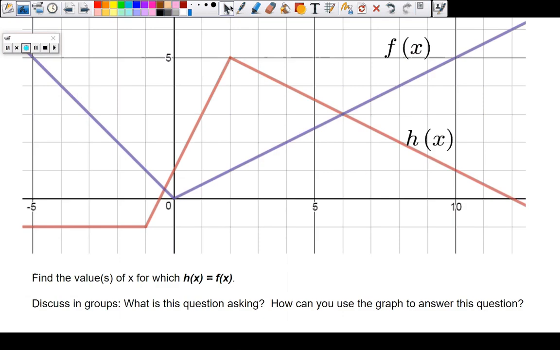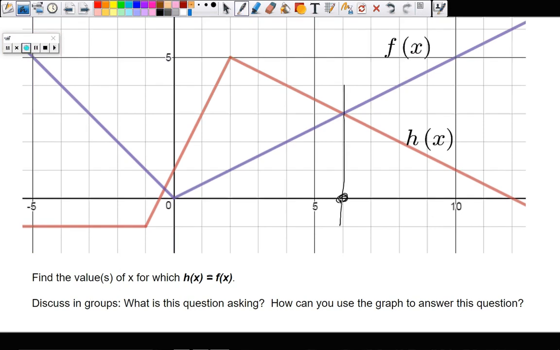Alright, so let's look at this one. Find the values of x for which h of x equals f of x. In other words, when would h of x and f of x intersect? 6 and, so right here, they intersect here at 6. And where else? Approximate it. Negative 0.5, negative 1/3, whatever it is. Let's say negative 1/2. Because remember, you're talking about x values. Questions?